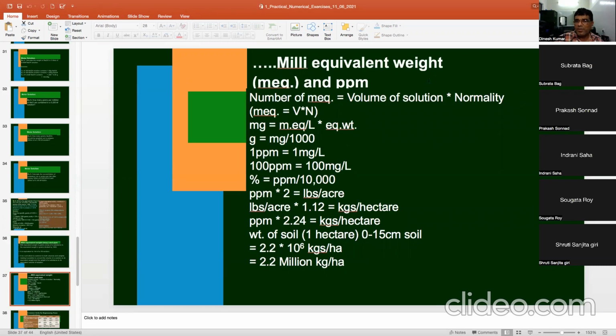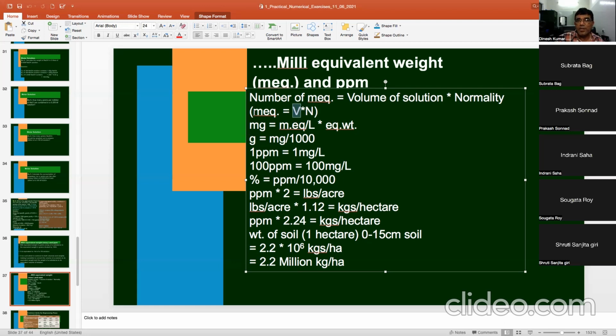See here, I was giving you an example of nitrogen. Number of milliequivalents is equal to volume of solution into normality, N1V1 or N into V. So milliequivalents is equal to volume into normality. Now you have got the milliequivalent, you know the strength of the solution you are using in titration. Suppose it was sulfuric acid and its normality was 0.05 and volume, you know how much it is consumed. You multiply both, you will get the milliequivalents of the substance.